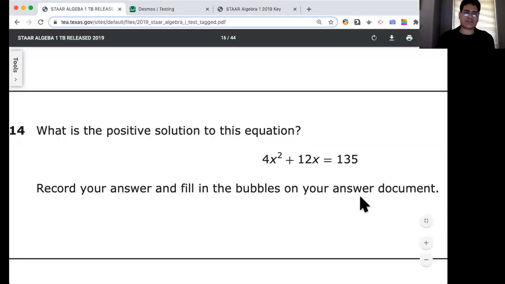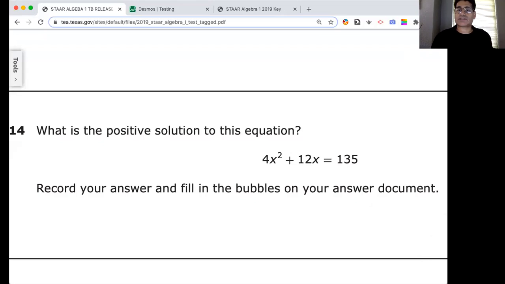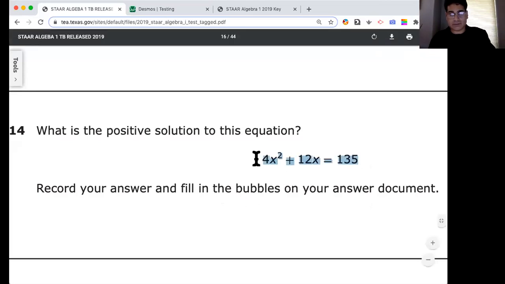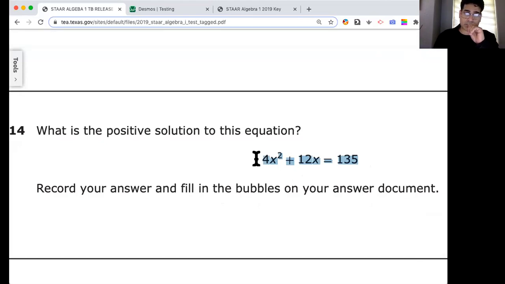We're looking at a question that asks, what is the positive solution to this equation? So it's an equation, and it's asking about the positive solution. Record your answer and fill in the bubbles on your answer sheet, so you don't have multiple choice. You can't guess your way out of this one. You actually have to create this line, and it's really not a line, right? What are we looking at again? Quadratics, parabolas, smiley face up, smiley face down.